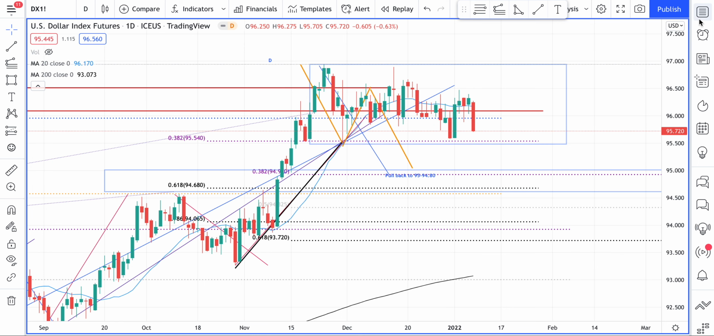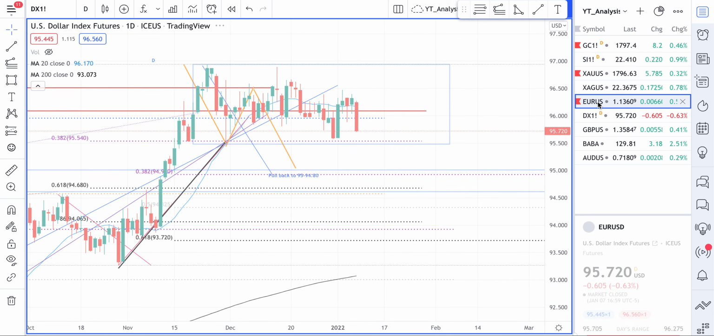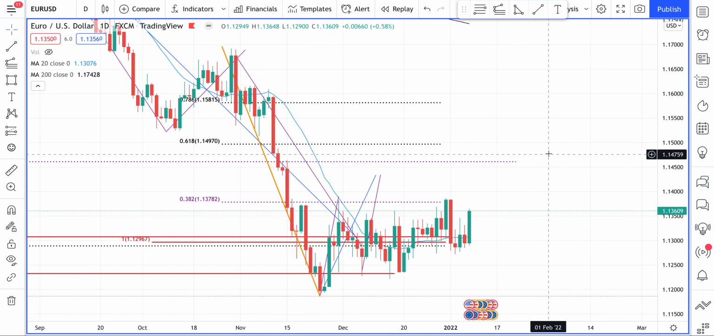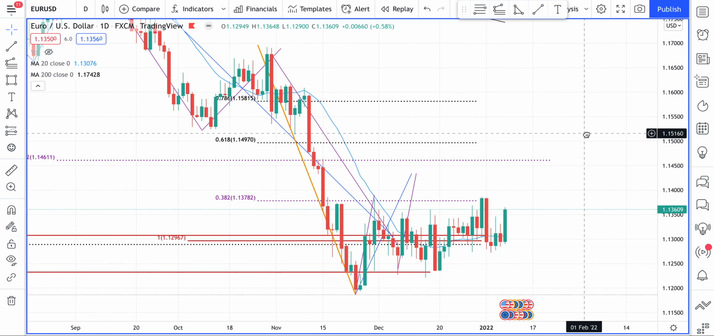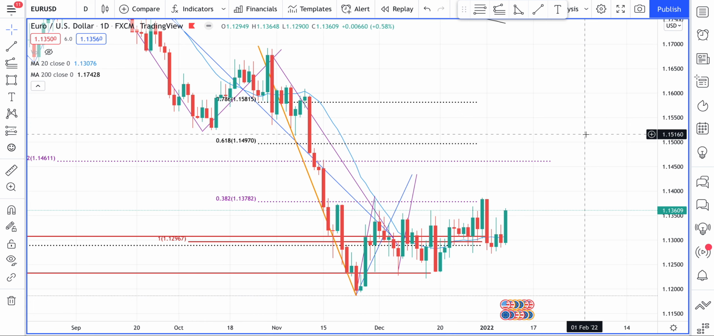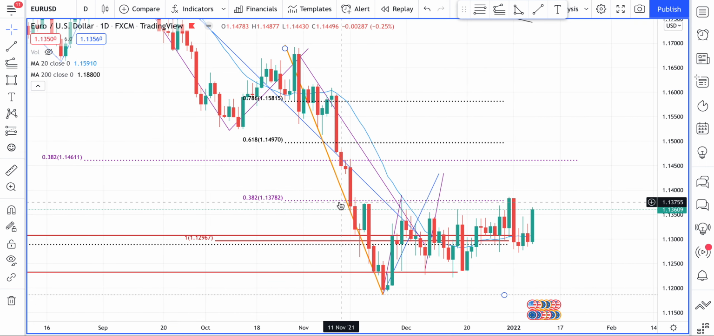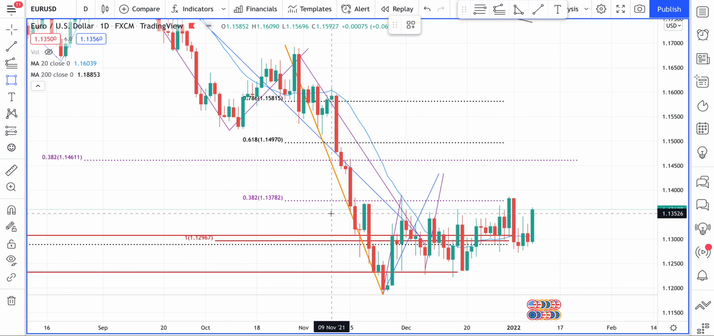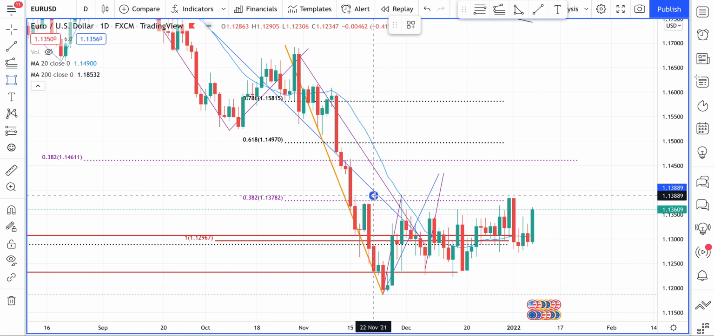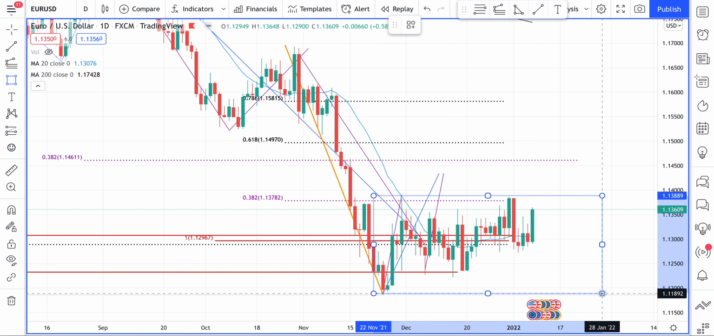Okay, so the next one we will take a look at is the EURUSD. EURUSD is pretty much the mirror image of the dollar index, because I believe about 52% or 53% of the dollar index composition is EURUSD. So here we also see a range. So this is what we see, that EURUSD has been in this range.